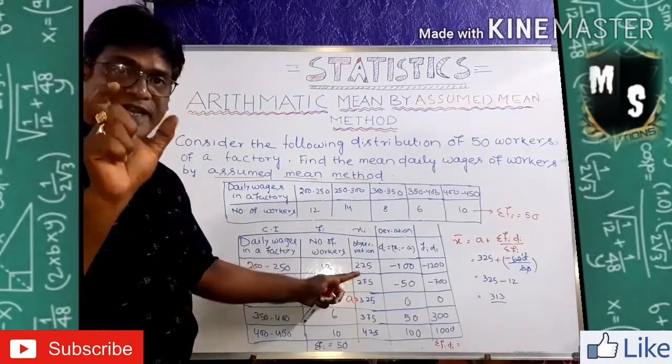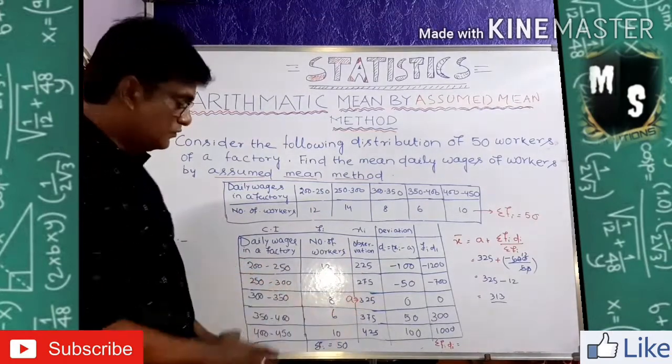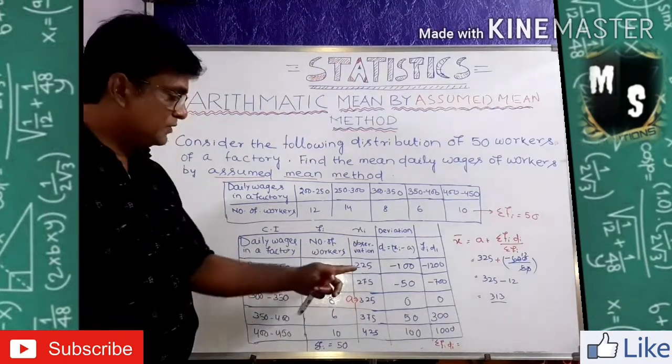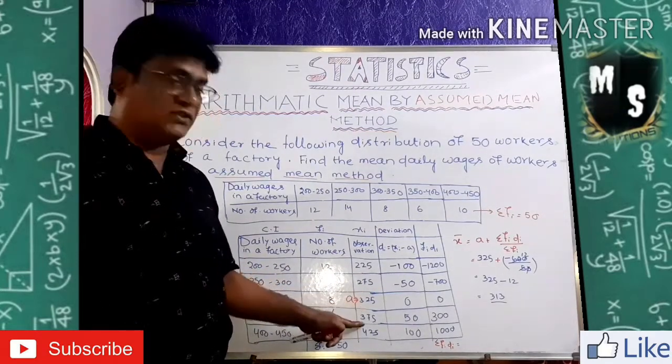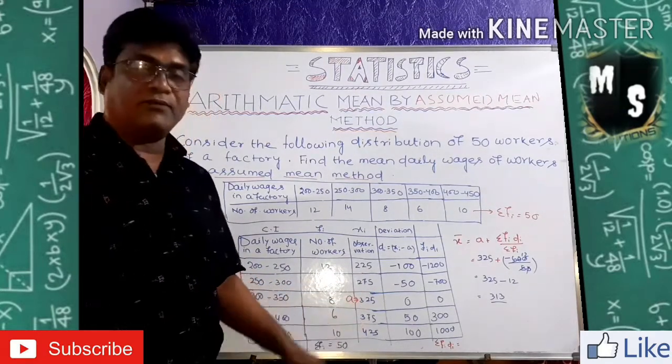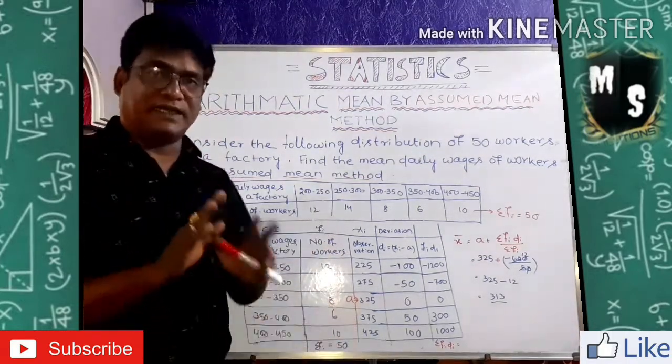After 225, what is my gap? My gap is 50 here. You can add the gap to avoid further calculations. So 225 plus 50, 275 plus 50, 325 plus 50, 375 plus 50, 425. So my observation column is ready now.